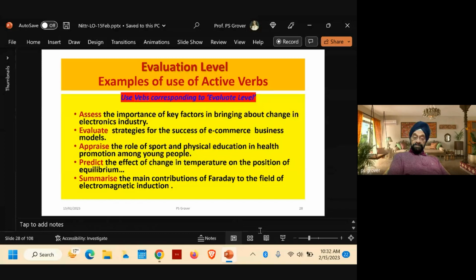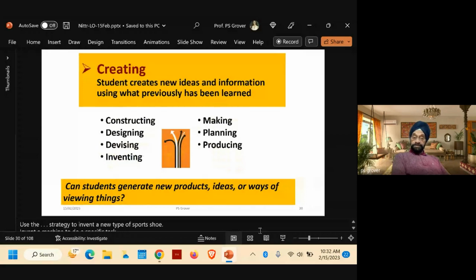So it's essential that I train him in those lower level learning also. Now in creativity, here we lack very poorly. Our students are very good at textbook problems and at remembering things, but when it comes to applying things and creating new things, they need a lot of reorientation as regards teaching and learning. In creating, students create new ideas and information using what has previously been learned.